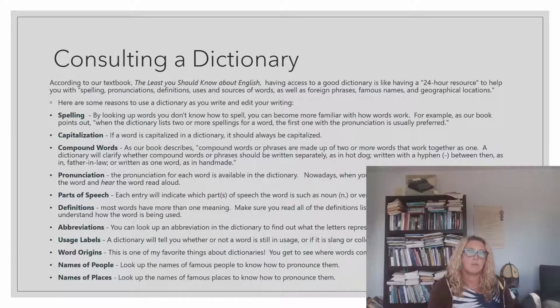Also, you can find the names of people. Famous people will be in the dictionary, and famous places.